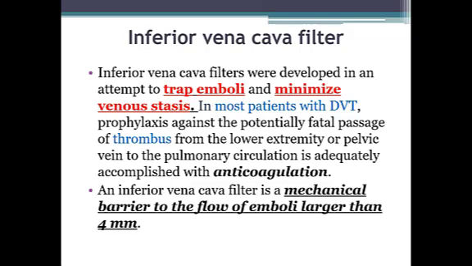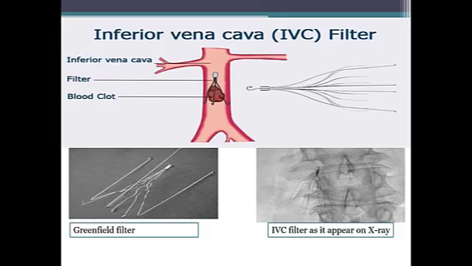As we see here, in most patients with DVT, prophylaxis against the potentially fatal passage of thrombosis from the lower extremities is accomplished with anticoagulation. But we put the filter in patients in whom drug therapy is not working. An inferior vena cava filter is a mechanical barrier to the flow of emboli larger than 4 mm. Here we can see what the filter looks like.